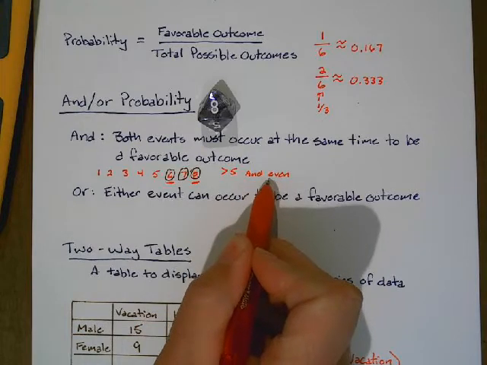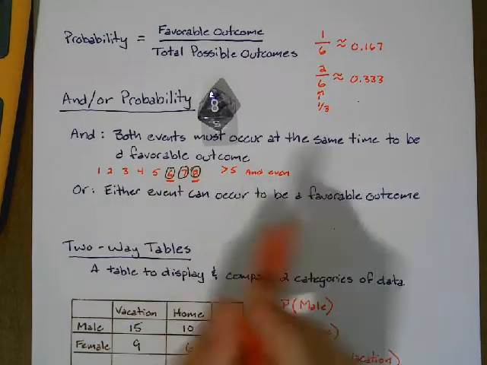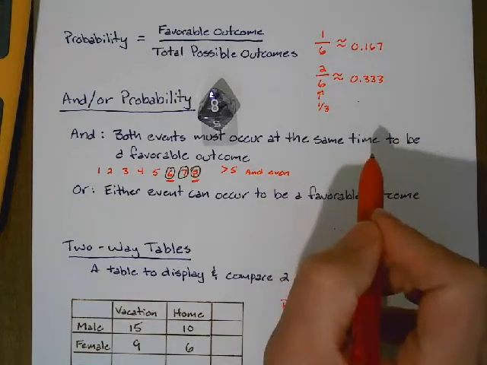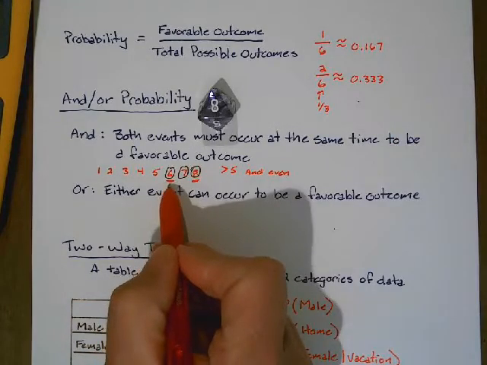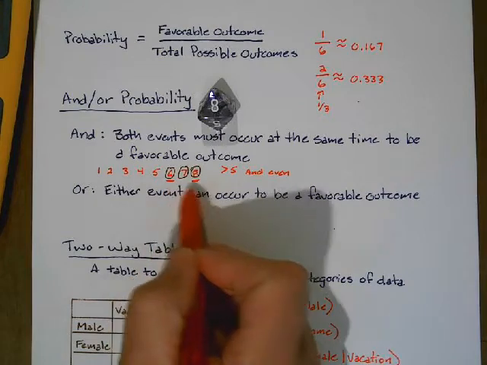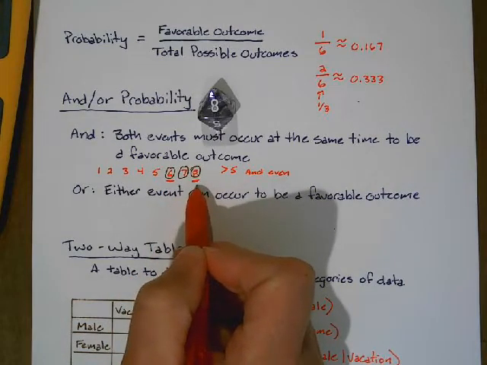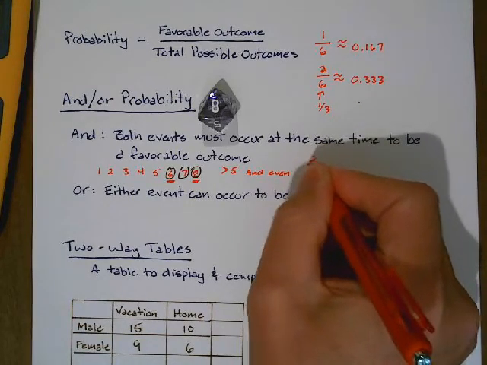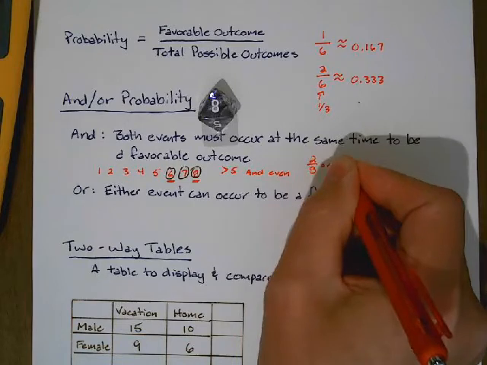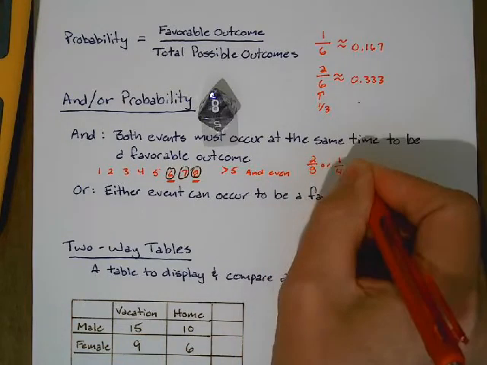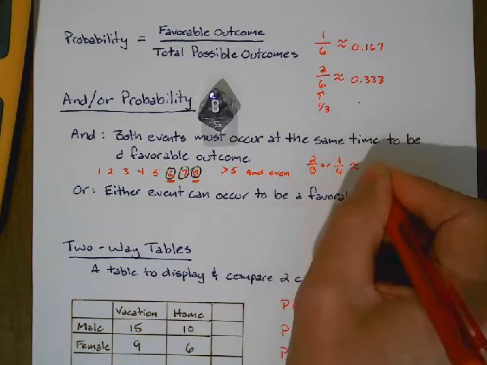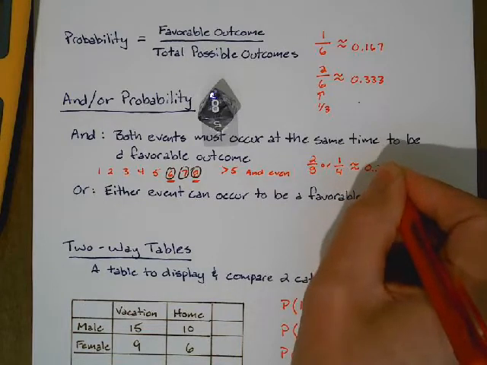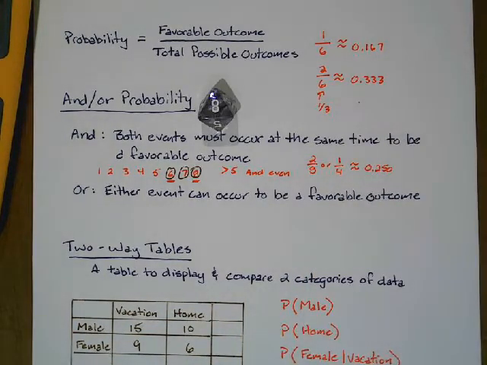Both have to occur. So greater than 5 and even, of our favorable outcomes, there are only 2. A 6 would be favorable because it's greater than 5 and even, and 8 would be favorable because it's greater than 5 and even. So we would say it's 2 out of 8, or 1/4, by reducing it, which comes out to exactly 0.25. Okay, so that's and. They have to happen at the same time.